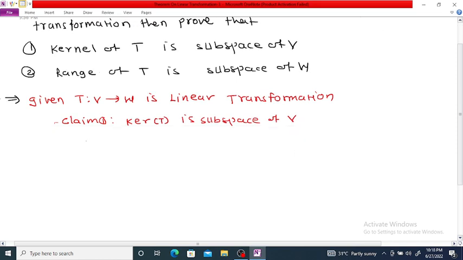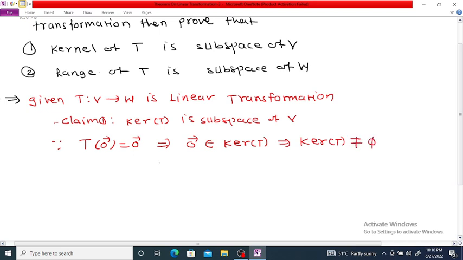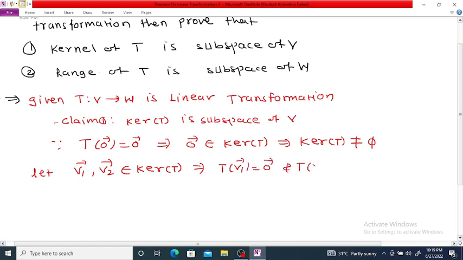Now, as we know, T of 0 bar is equal to 0 bar. And why does 0 bar belong to V? Because V is a vector space. Therefore 0 bar belongs to the kernel of T, and this implies the kernel of T is not empty. Now let v1 bar and v2 bar be any two vectors from the kernel of T. We want to show that v1 bar plus v2 bar also belongs to the kernel of T. Since v1 bar and v2 bar belong to the kernel of T, T of v1 bar is 0 bar and T of v2 bar is 0 bar, by the definition of kernel.